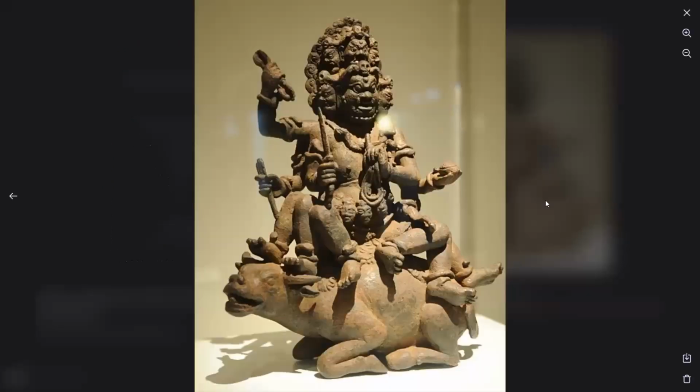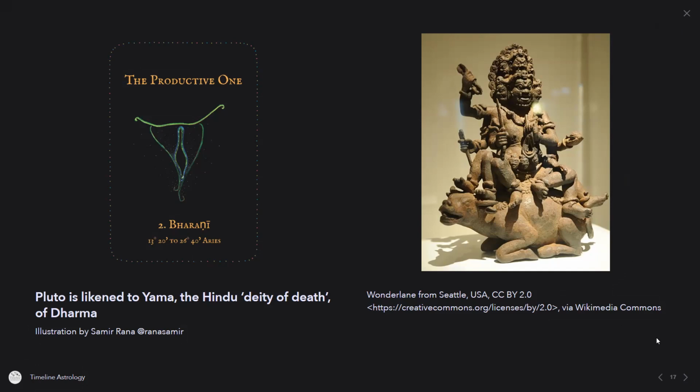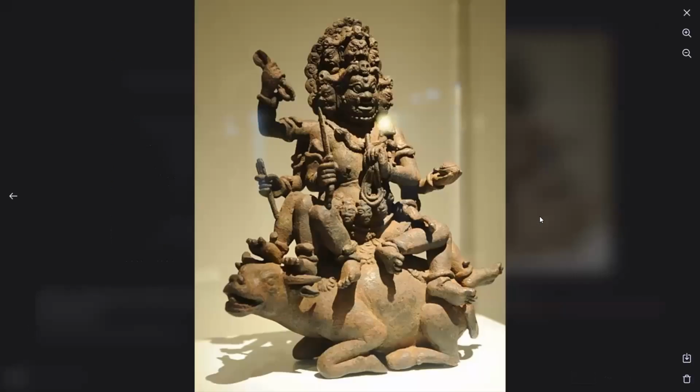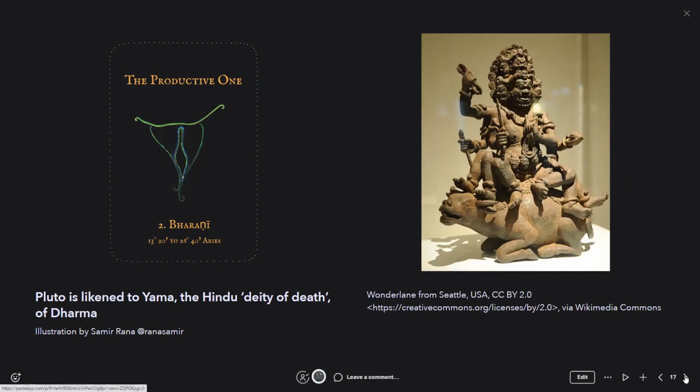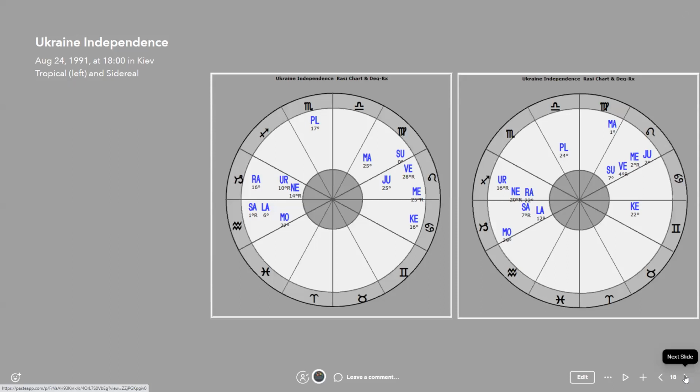Here is an image of Yama. And he rides a buffalo. So you can see here an image of a sculpture of Yama riding a buffalo. So I'll give a couple of examples of this and how it's playing out in our modern day. And this is a more obvious example right now.